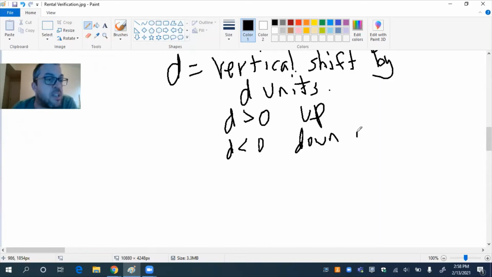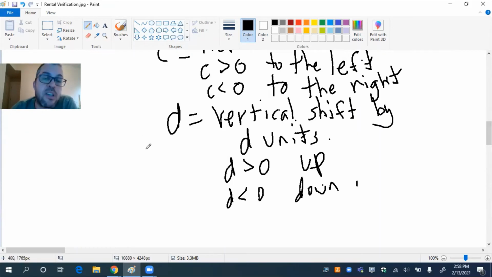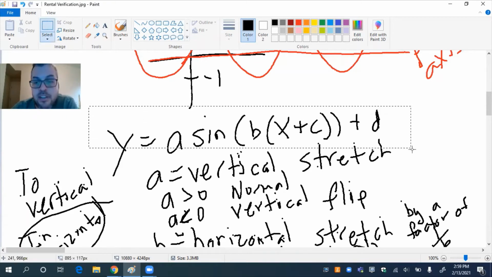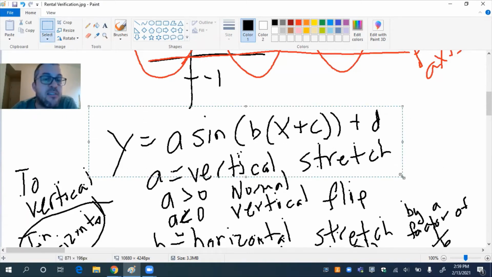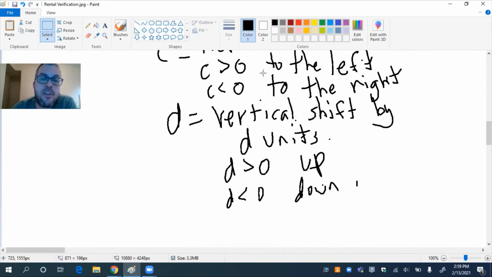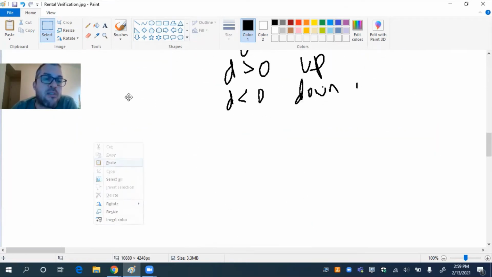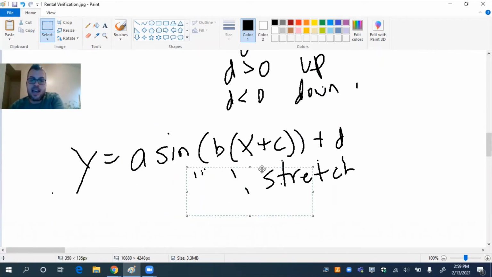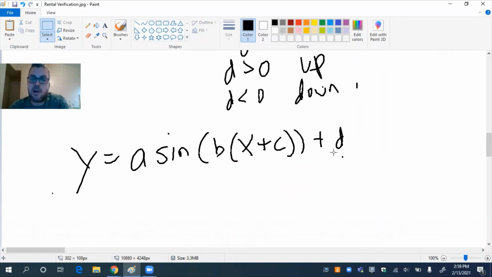All right, so this is really important when it comes to transformations. When we're combining functions, these ideas of transformations are really important. So I'm going to cut this, bring it down here, and explore some ideas. Now, let's do this equation.